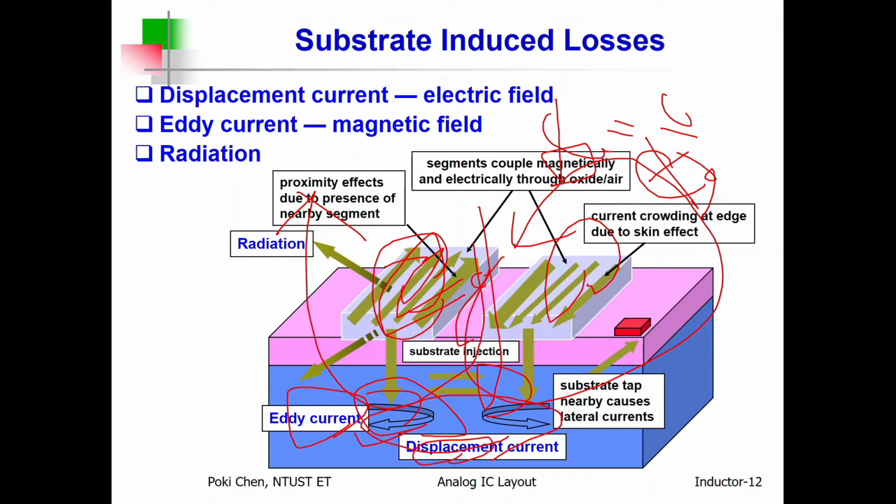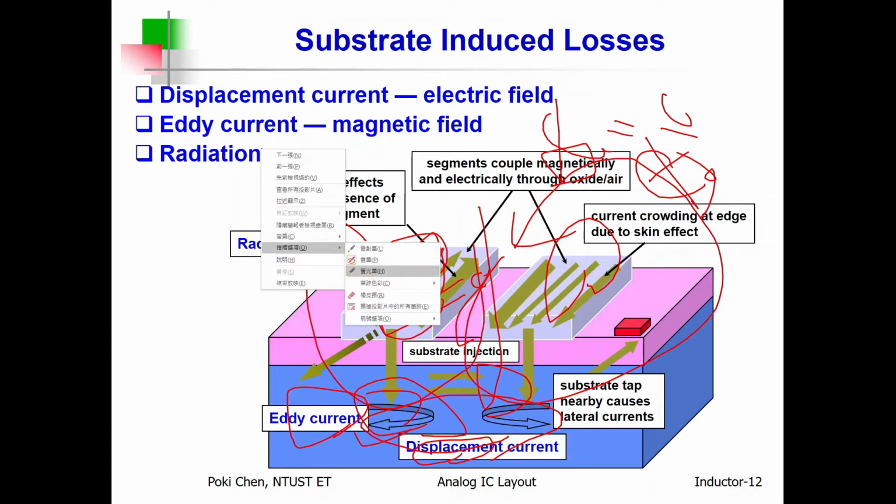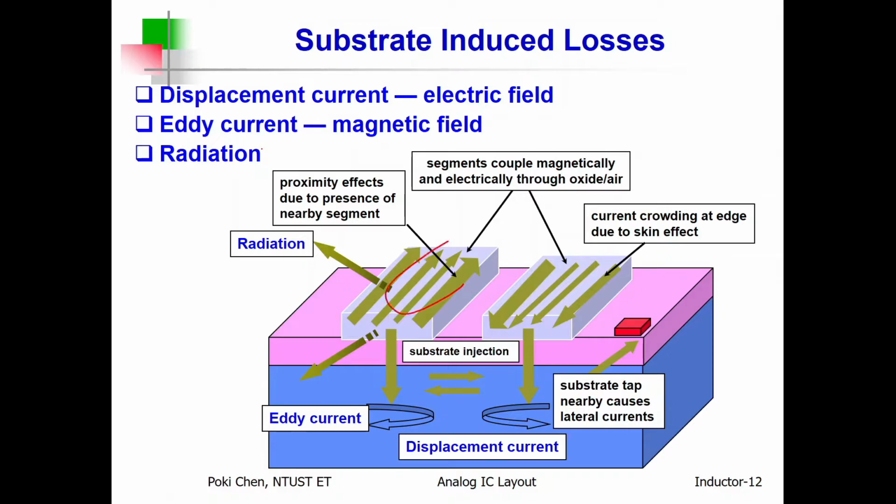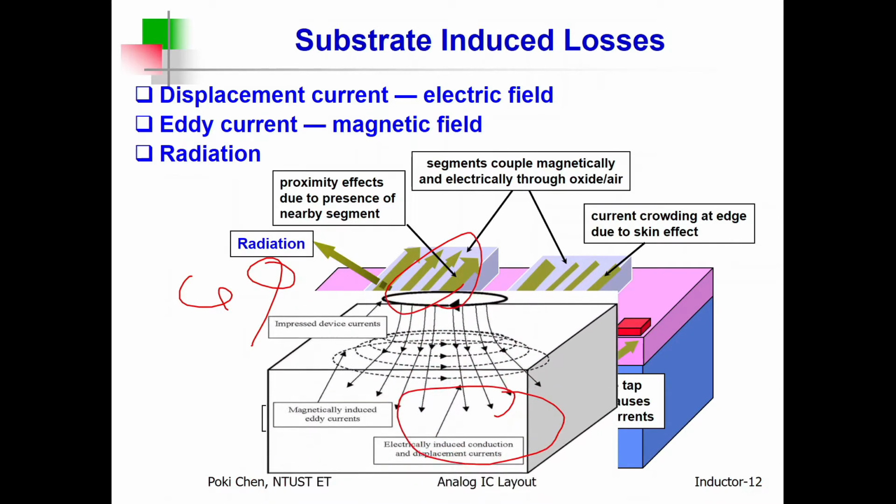So we need to try our very best to reduce not only the energy wasted inside the inductor, but also the energy wasted here, I mean, in the substrate. In this way, we can increase the quality factor. Okay, this is some kind of induced flux.